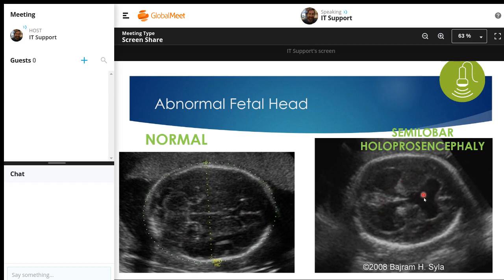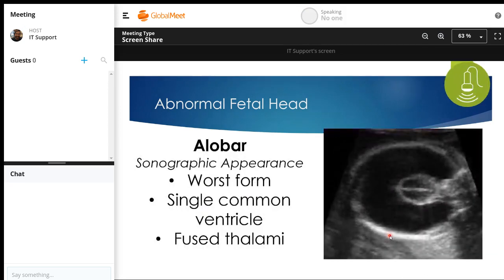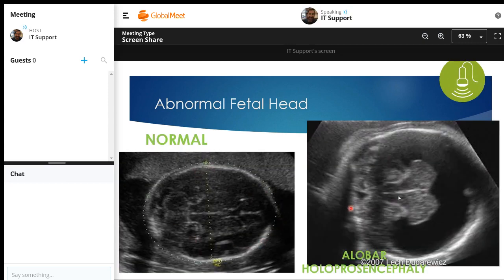So a little bit of fluid here, not a lot of indication of separation between the two sides of the head. And then alobar. This is the worst form of holoprosencephaly. There's a single common ventricle and the thalami are fused. This is one big ventricle here. This is the thalamus here, which is fused. So obviously a very abnormal looking head. We have our normal head here, and this is alobar holoprosencephaly, our thalamus very abnormal, and that big single ventricle here.